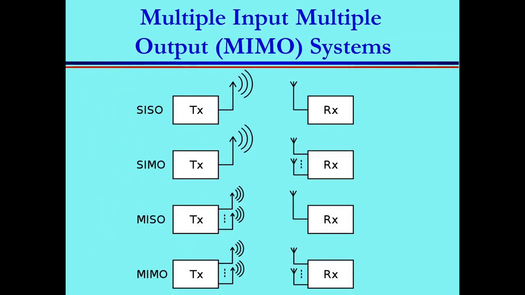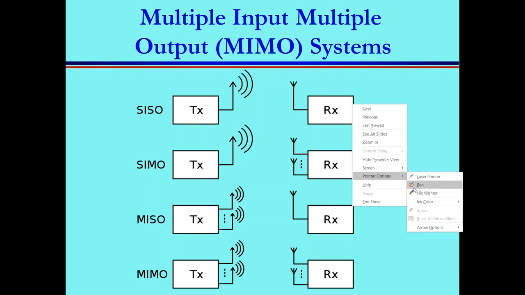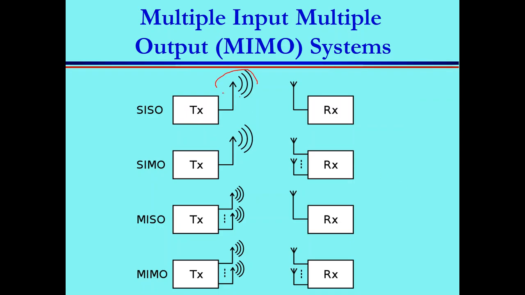So before we talk about MIMO in general, as we said, MIMO, multiple input, multiple output. Before MIMO, we have SISO, single input, single output: one antenna at the transmitter, one antenna at the receiver, as you can see here. This is the transmitter, this is the receiver, and you have one antenna at the transmitter side and one antenna at the receiver. This we call single input, single output.